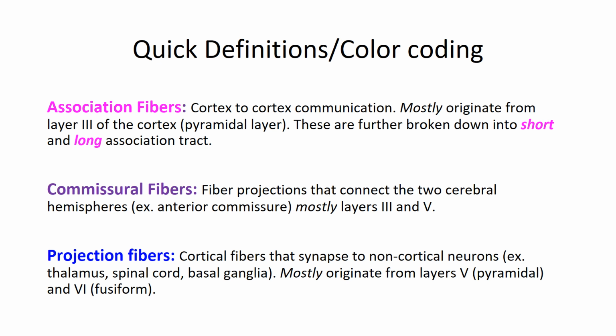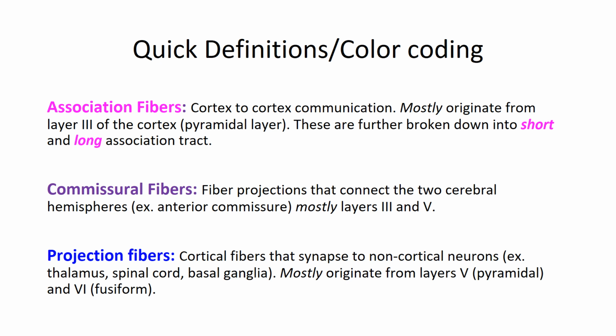Short association tracts are going to stay within the same lobe, so the frontal lobe communicating with another region of the frontal lobe. Long association tracts communicate between different lobes, so the frontal lobe communicating with the parietal lobe, for instance. Commissural fibers are fibers that connect the 2 cerebral hemispheres. An example of this is the anterior commissure. These are mostly going to arise from layers 3 and layer 5 of the cortex.